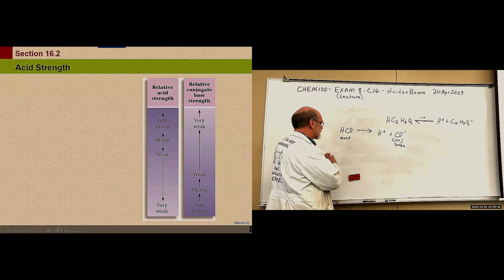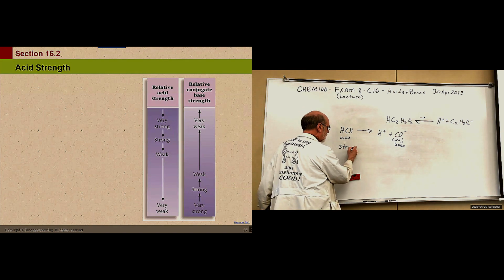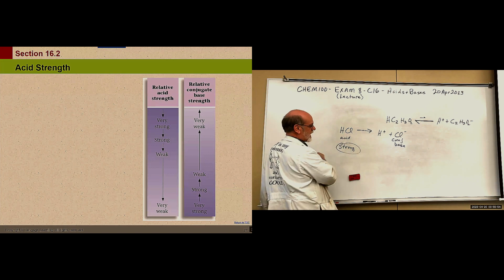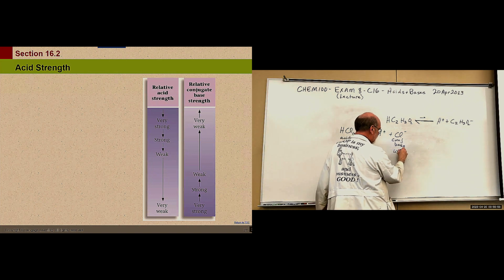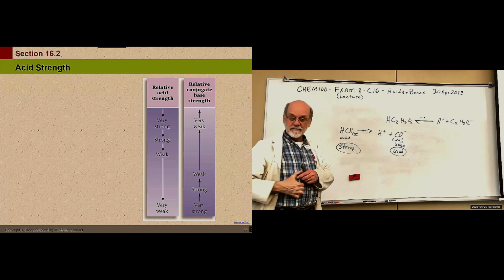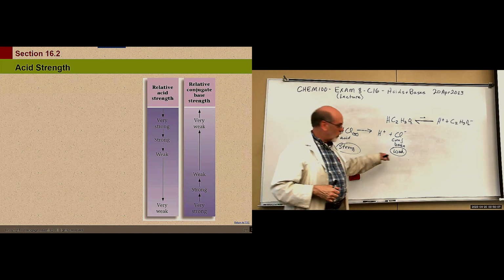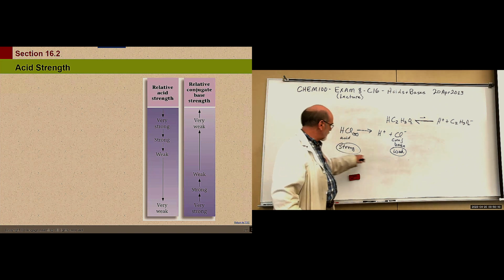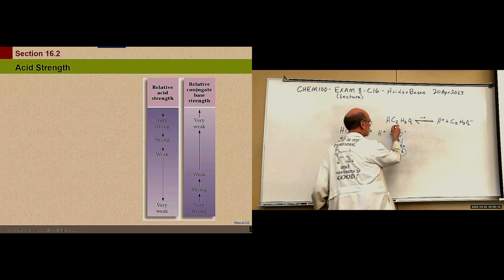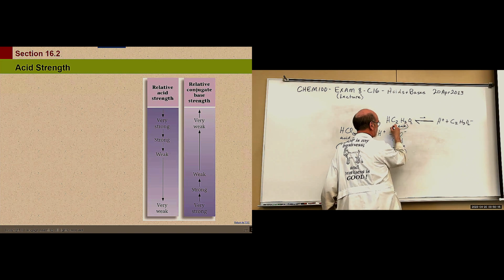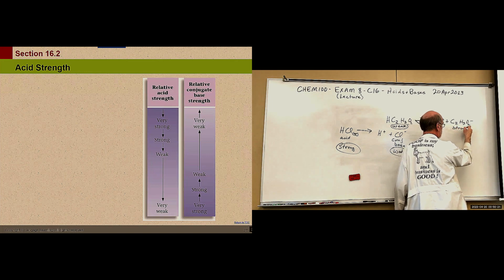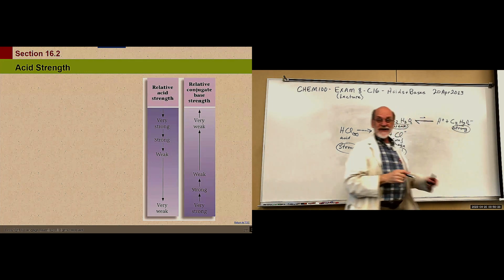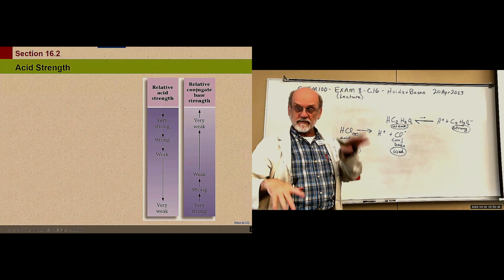So for a strong acid like hydrochloric acid, we always produce a weak conjugate base. And the stronger the acid, the weaker the conjugate base. So if we have a weak acid like this one, what's the nature of its conjugate base? This is a strong conjugate base. Right? They work just opposite from one another.